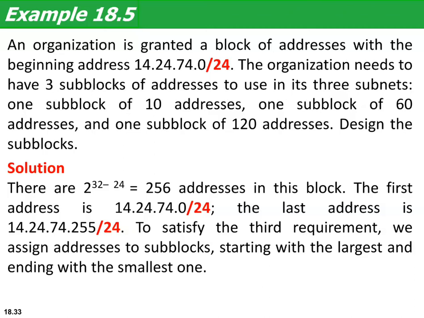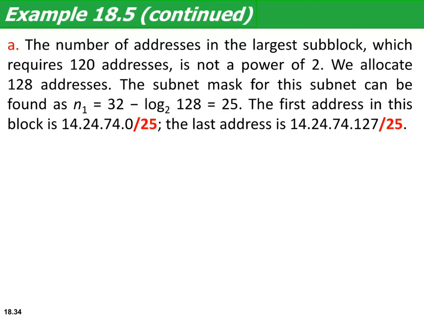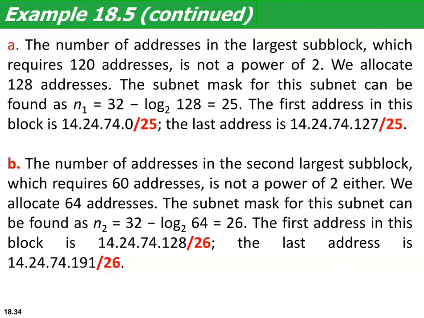To satisfy the third requirement, we have to assign addresses to the subblocks starting with the largest and ending with the smallest one, which is very important. In case we solve it the other way, the full problem will be wrong. The largest subblock requires 120 addresses, which is not a power of 2. So first we make it 128, the nearest greater power of 2.